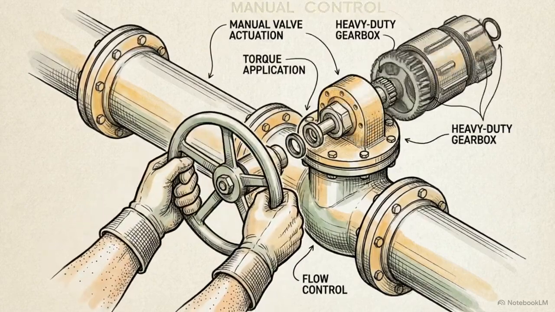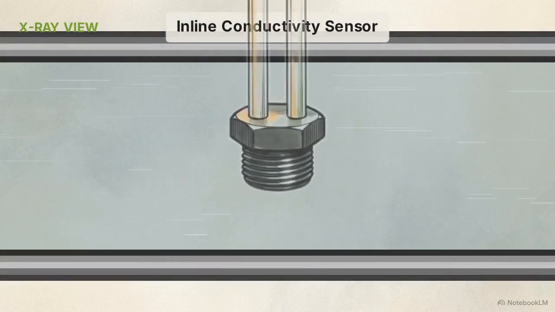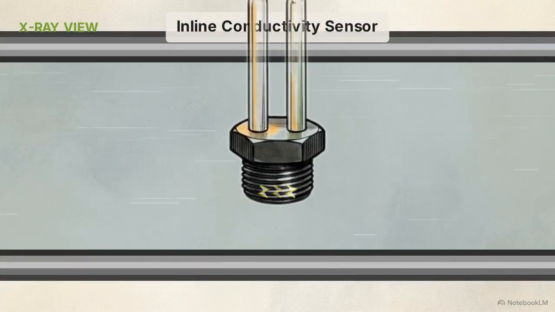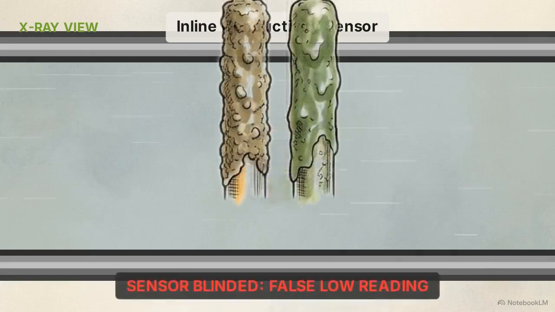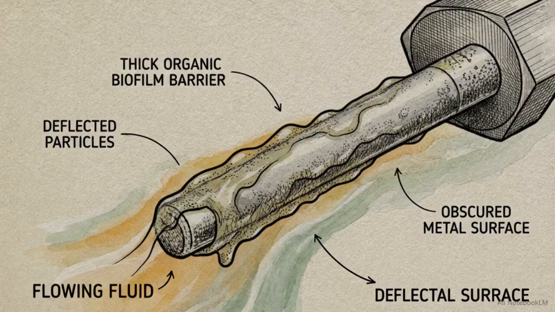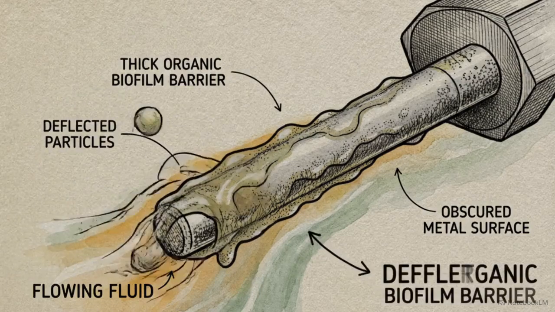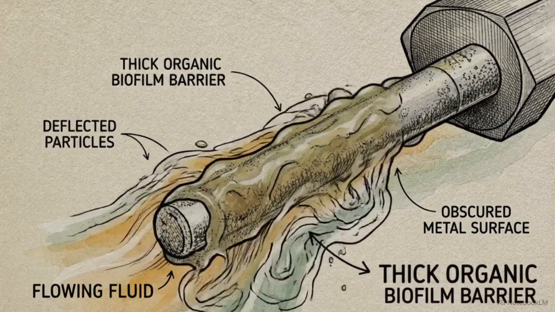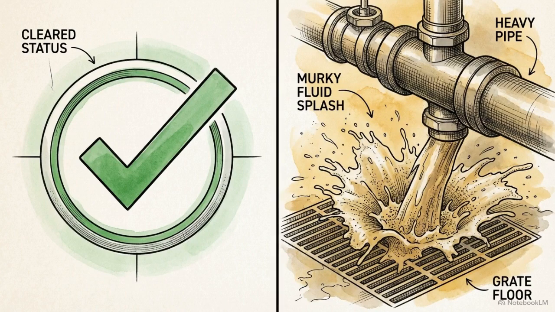This internal X-ray view reveals the inline conductivity sensor, which is the final and most deceptive point of failure in the system. Over time, a layer of physical scaling and organic biofilm can accumulate on the metal prongs of the electrode. This buildup acts as an insulator. It blinds the sensor to the surrounding ions, resulting in a false low conductivity reading. The SCADA system will report perfect water purity, while the physical water flowing to the manufacturing floor is out of specification.